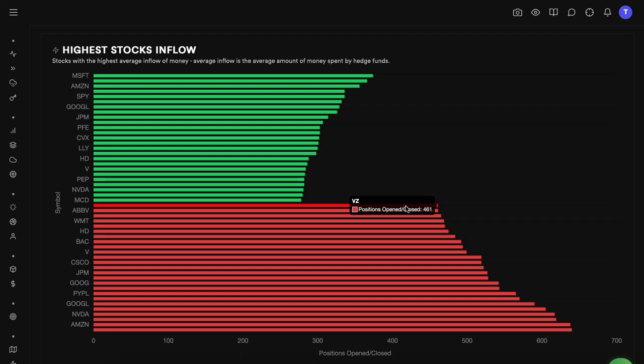But you can see Nvidia, although there were about 281 positions opened, there were also about 617 positions that were closed. So the actual net flow for Nvidia was bearish, because about 400 more funds exited positions than entered positions. So just keep that in mind.